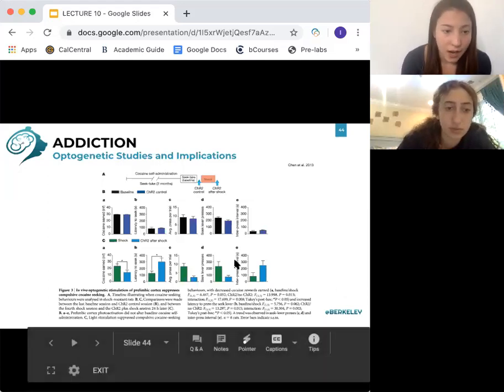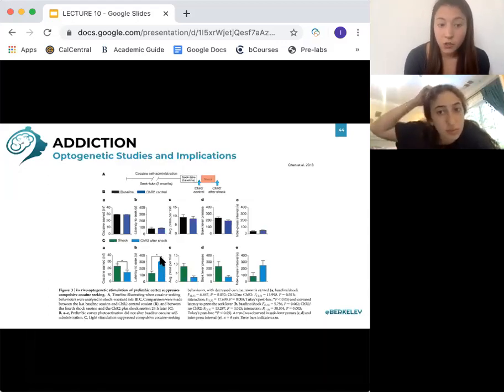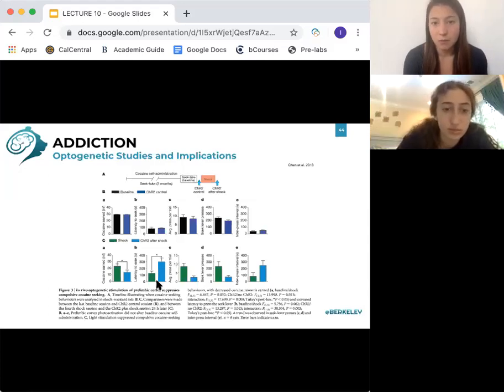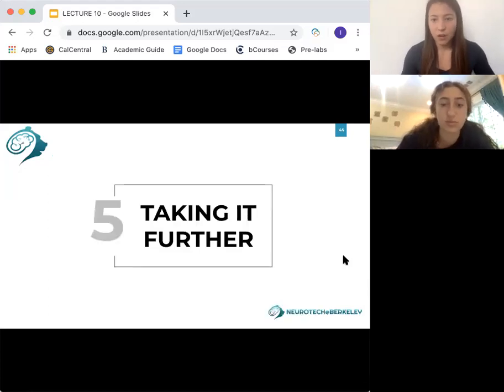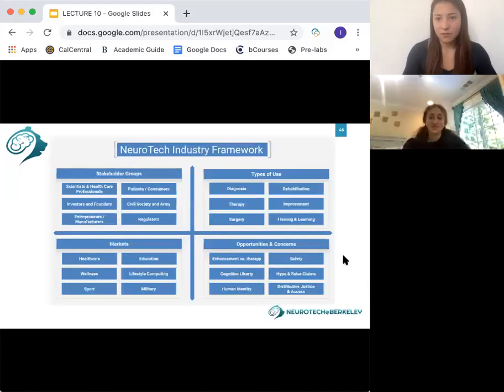And so, yeah, as you can see, the ChR2 after-shock group displayed an increased latency to seek cocaine as opposed to the ones that weren't tested. So in this way, optogenetics was able to identify a circuit that could potentially be used later on in medical treatments of people who are addicted. So finally, we are taking it further.